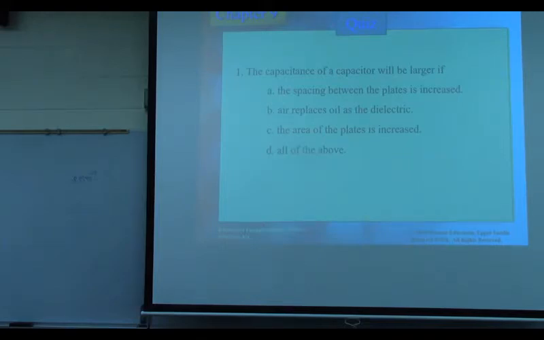How about A? No, it will be decreased, right? How about B? Makes no sense. Air isn't a good conductor. The dielectric constant of air is very close to a vacuum, so that means epsilon R is 1. All others will usually be larger than 1. For example, oil equals 4, right? So this one is also opposite. It will decrease. Okay, C is good. The larger the area, the larger the capacitance. So the answer is C, right?